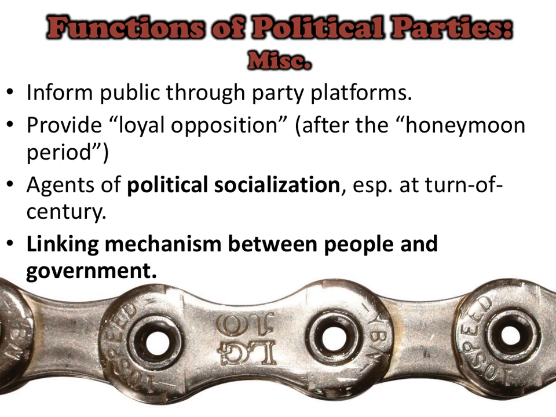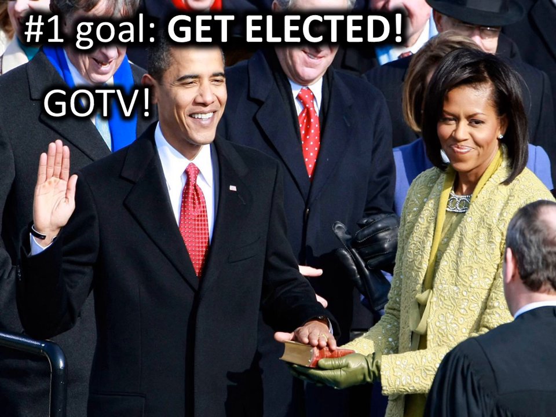Parties are also an agent of political socialization, which means that they inform the electorate and influence the way that they feel about different decisions. Maybe you don't know how you feel about the oil pipeline, and then you hear the Democrats are against it, and you're a Democrat, and then you're like, yeah, I guess that's how I should feel. I'm against the pipeline because they told me to. And they are, this is bold, a linking mechanism between the people and the government.